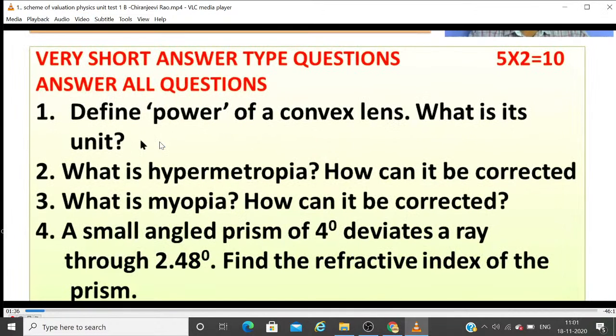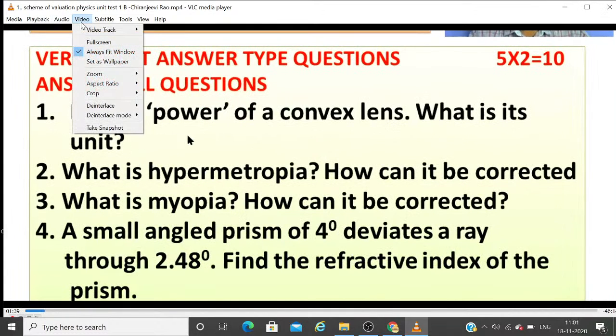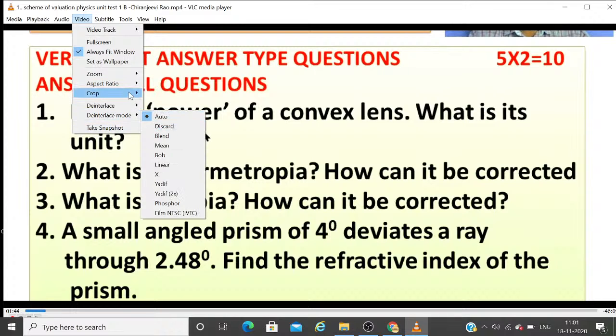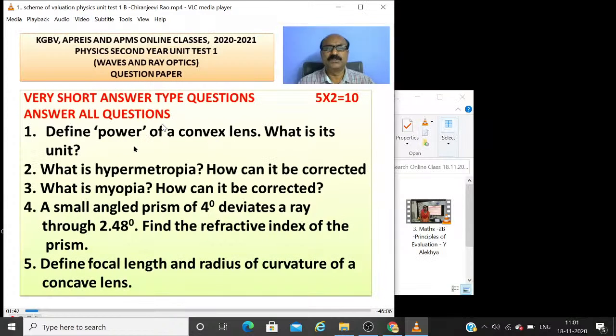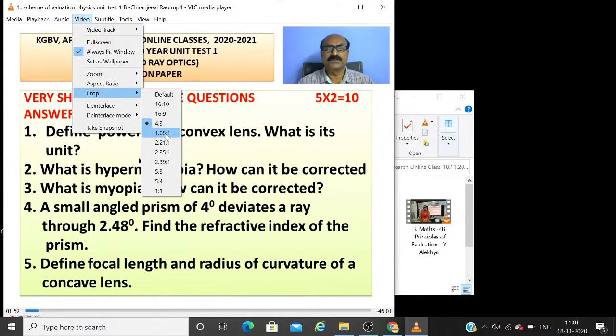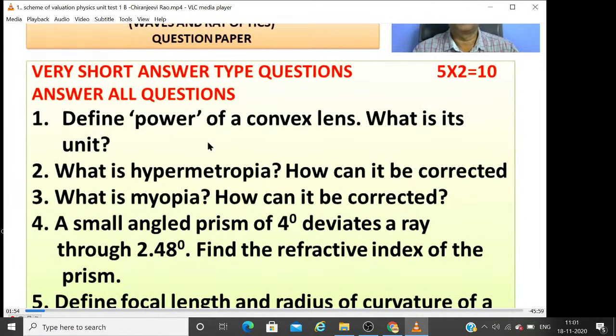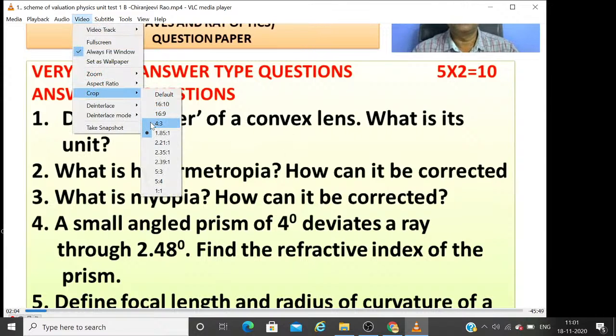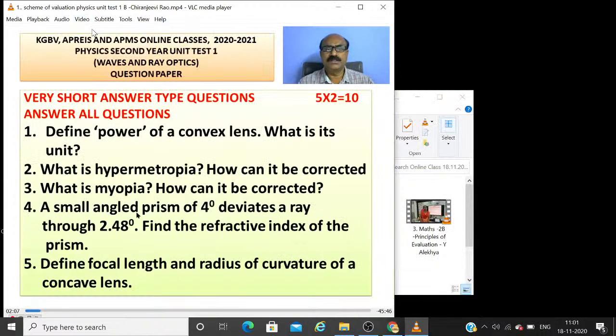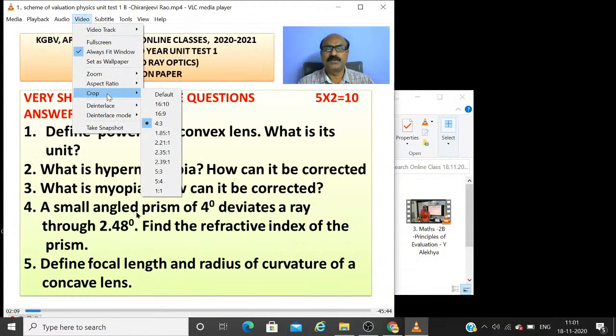The first questions are all given from ray optics, because as per the previous experience observed in intermediate public examination papers, these are the questions with the most probable occurrence. The first one is, define power of a convex lens. What is its unit? Second one, what is hypermetropia? How can it be corrected?